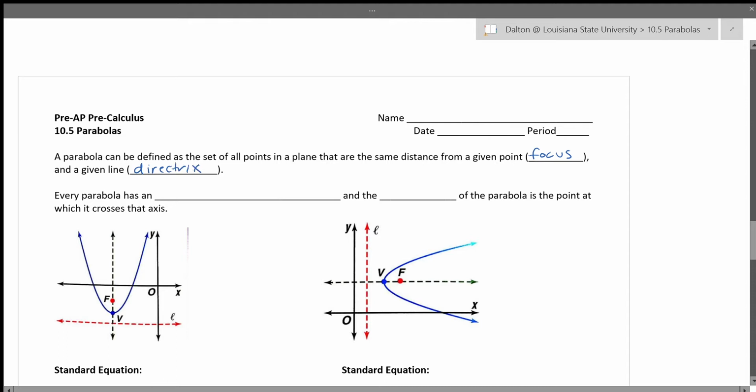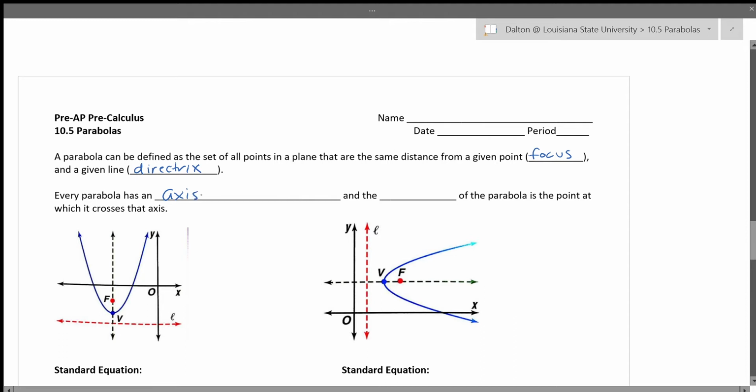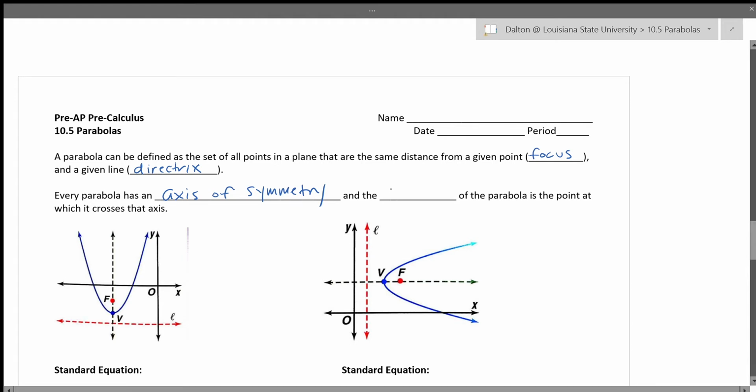Does that word sound familiar at all to any of you? Directrix? Yeah, so it's from last year. You may not remember exactly what it is, but of course that's what I'm about to share with you. This one we are probably a little bit more familiar with. Every parabola has an axis of symmetry, and it's exactly what it sounds like. It's an axis where we can fold our parabola over such that every point matches up to a point on the other side, and it intersects the vertex. So the vertex of a parabola is the point at which it crosses that axis.